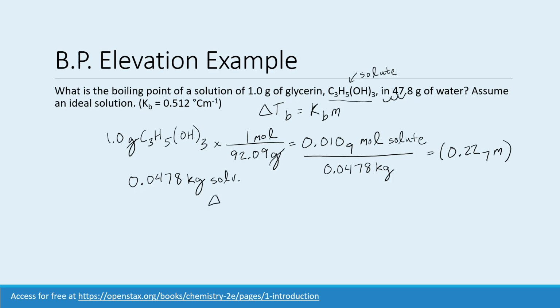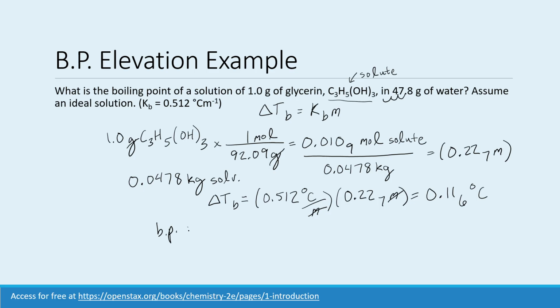Okay, and now we can plug that into the equation where we calculate the change in the boiling point. It's going to be equal to the constant of 0.512 degrees Celsius per molal, and then times that 0.227 that we just calculated, the molal concentration of our solute. Okay, and keeping at least two digits of significance, that gives us 0.116 degrees Celsius.